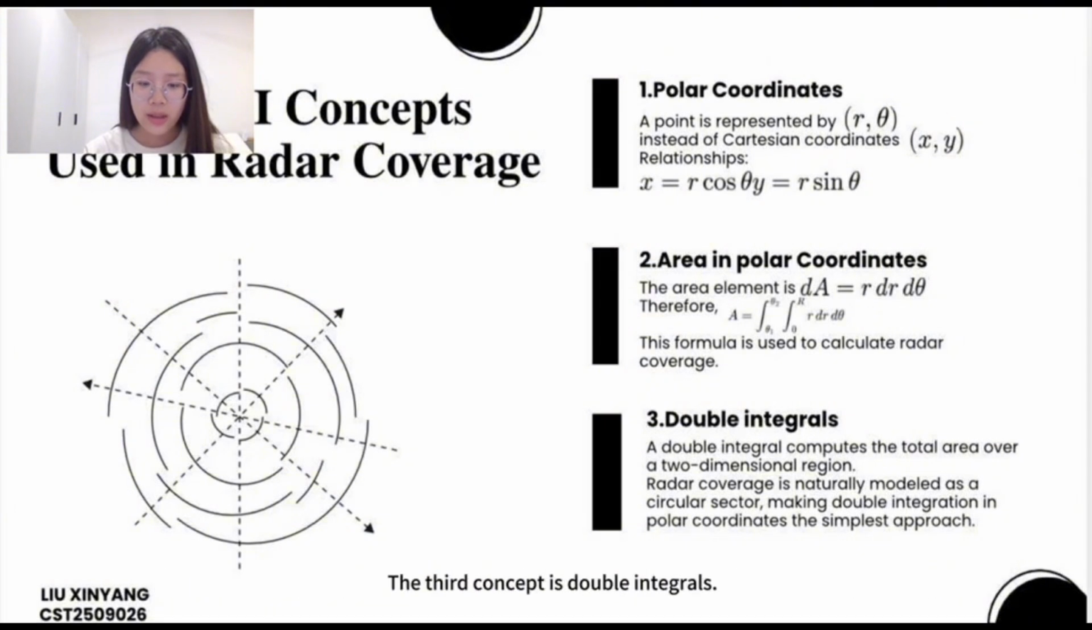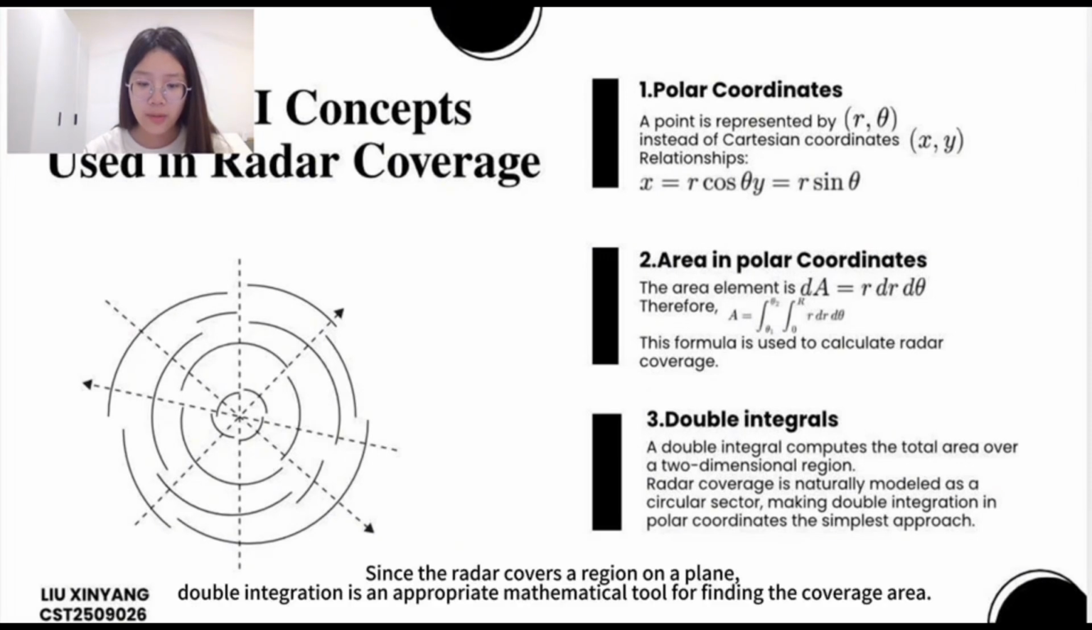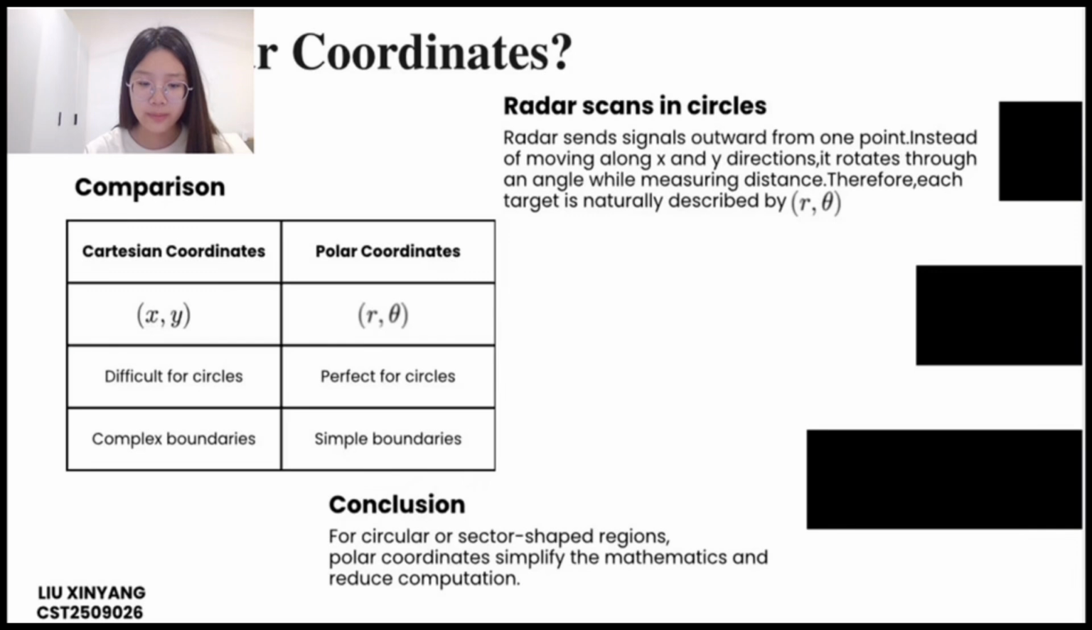The third concept is double integrals. A double integral allows us to calculate the total area of a two-dimensional region. Since the radar covers the region on a plane, double integration is an appropriate mathematical tool for finding the coverage area. Now, let's discuss why polar coordinates are used in this problem.